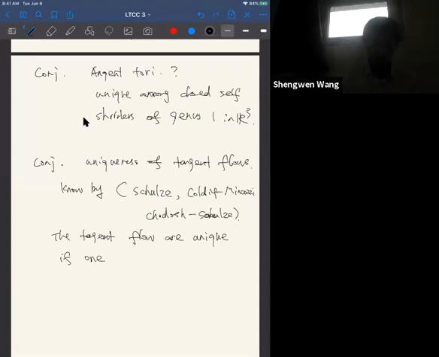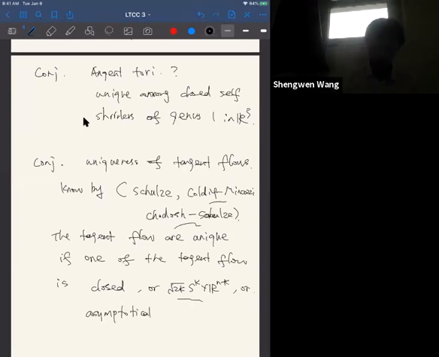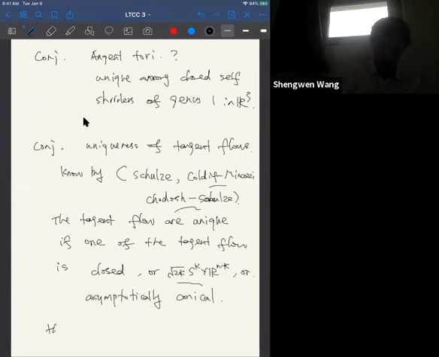that you obtain is closed, or these generalized cylinders, or asymptotically conical. The generalized cylinder uniqueness is due to Colding and Minicozzi, and the asymptotically conical ones are due to Chodosh and Schulze. Then it's going to be independent of the subsequence. Then all tangent flows are the same.